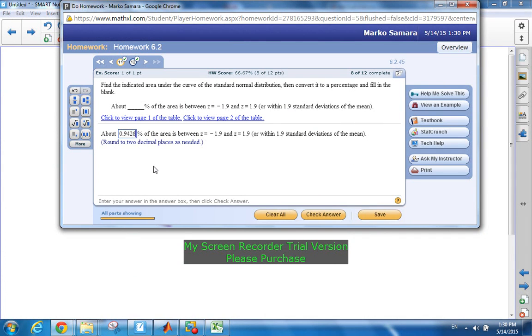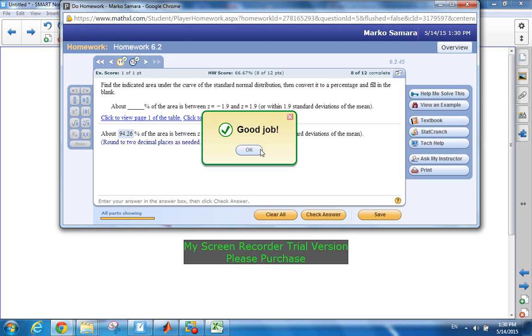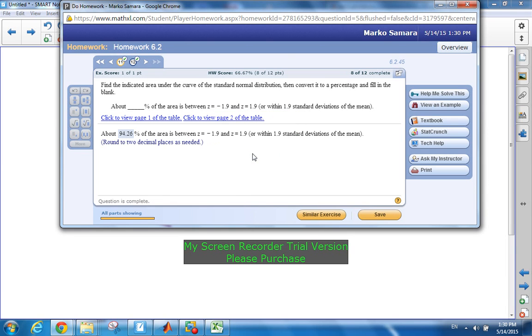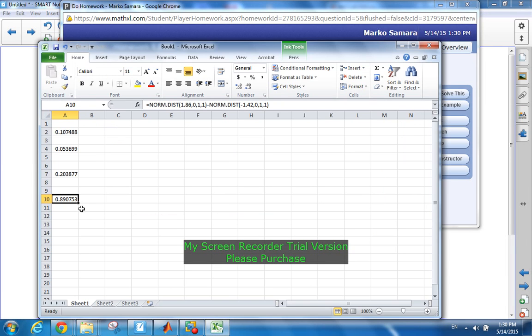0.9426, but since we need it in percentages, we better multiply by 100, so that's 94.26. Okay, round to 2 decimal places, and that's what we get. Alternatively, you could use Excel, so let me write it here.